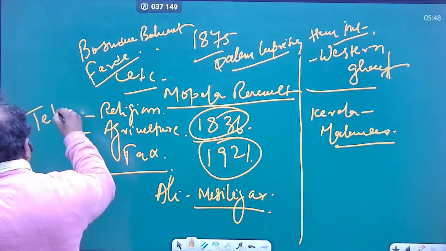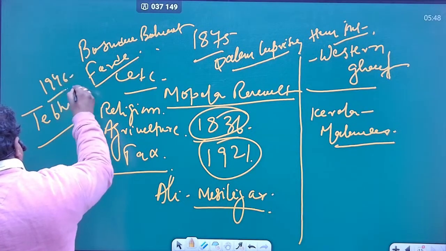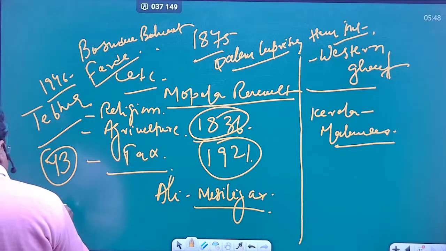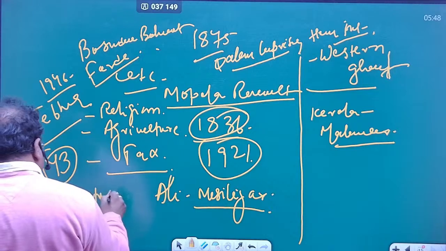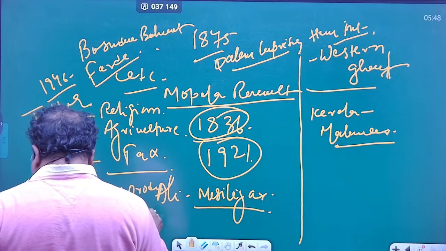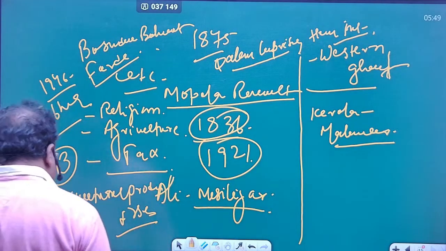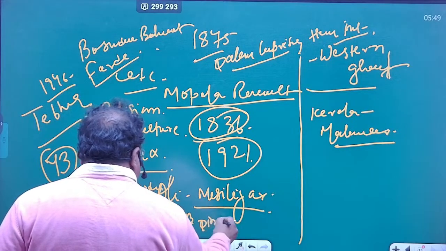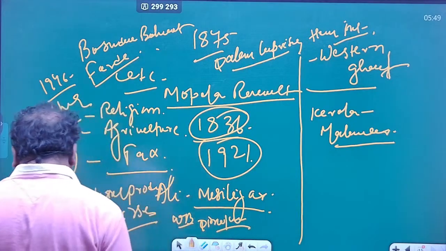Tebhaga, 1946, one-third, agricultural product issues. Right? Those are sharecroppers, they are protesting. West Bengal, Dinajpur district, Dinajpur, Midnapur, even in North Bengal also.